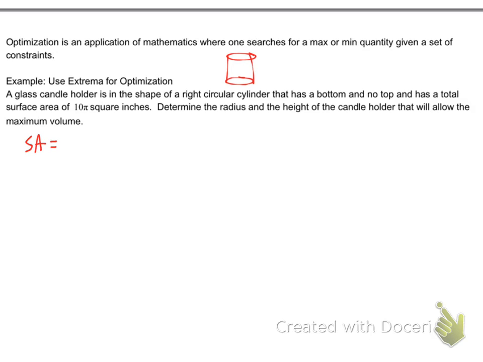Pi r squared would definitely be part of it. Because what is pi r squared? Area of a circle. And the circle is the bottom of the can. But would you guys agree that that can is made up of a bottom and... No, because there's no top. No top in this one.